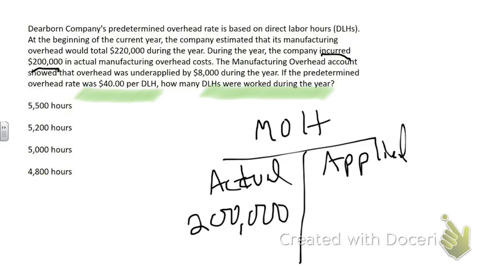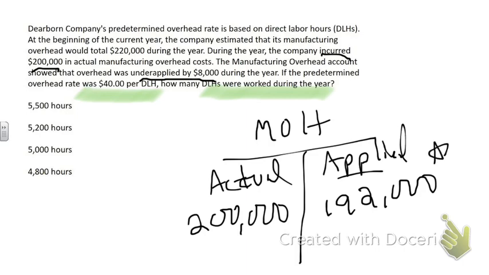Now it says that overhead was underapplied by $8,000. So I didn't apply enough. So if it's underapplied by $8,000, that means I only applied $192,000. Why? $200,000 minus 8 is $192,000. If I had overapplied it, this number over here would have been bigger.